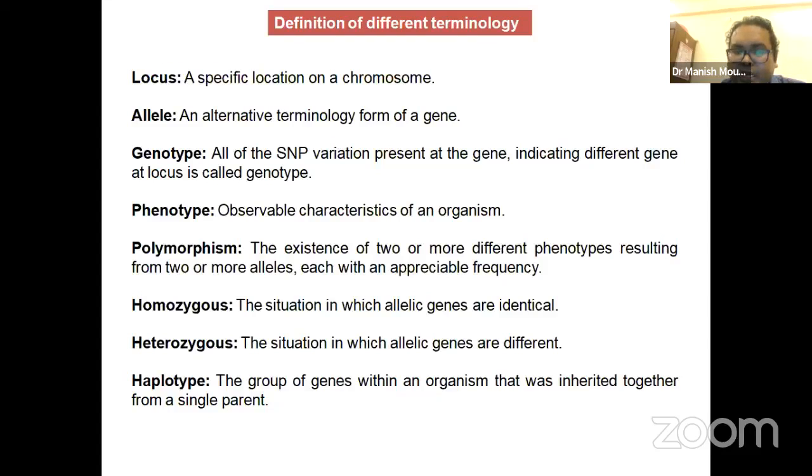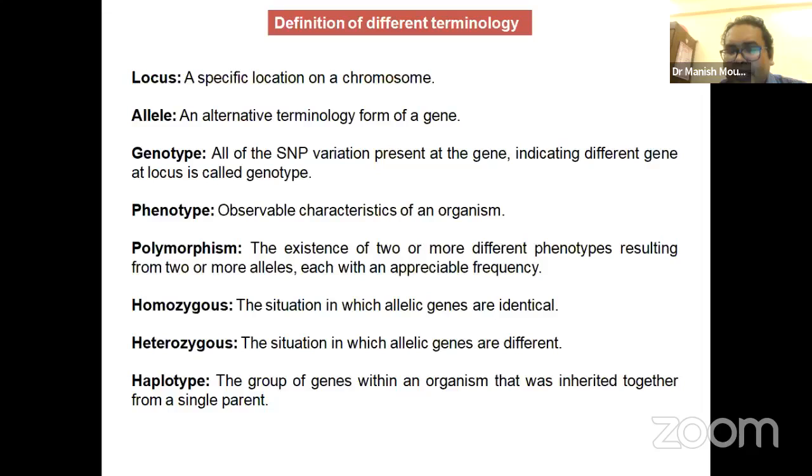Homozygous means both genes are the same. Heterozygous means one gene is different, on the two chromosomes. Yes, haplotype. There are certain words coming up, like haploidentical match and identical match. So a haplotype is a set of genes which came from one parent to the offspring.